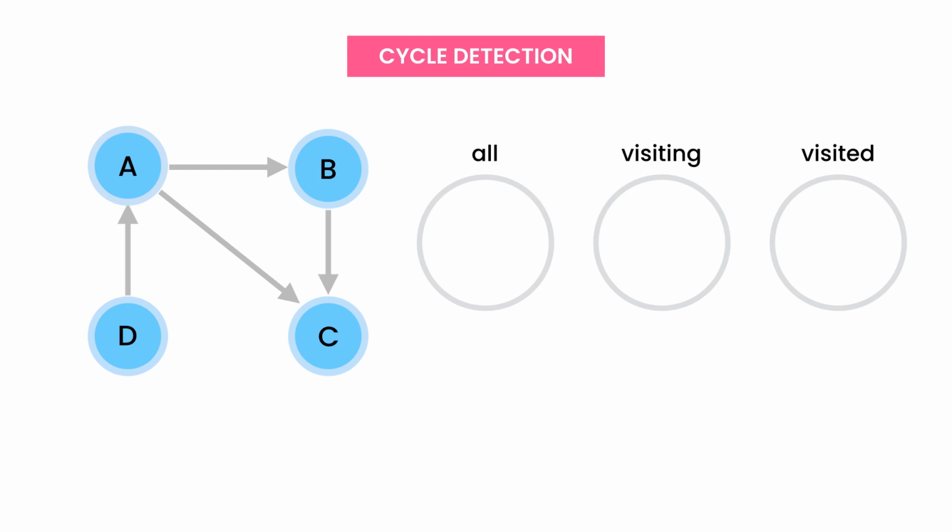Now, in an interview, you may get asked to write an algorithm to detect a cycle in a graph using colors. That's just a trick question. Here we're calling the sets all, visiting, and visited. You could call them red, blue, and green. It doesn't matter. Now let's see how the algorithm works on a graph without a cycle.